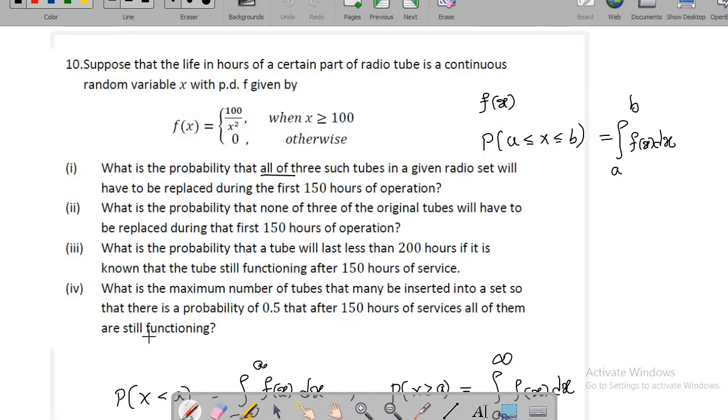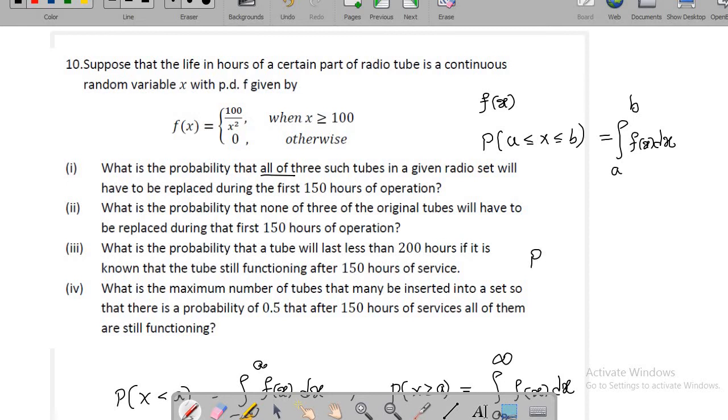Okay. Now how about this third one? What is the probability that a tube will last less than 200 hours if it is known that the tube still functioning after 150 hours of service? So after 150 hours the tube is still working. Now what is the probability that it is going to fail before 200 hours? That's the question. Now this is about a single tube only.